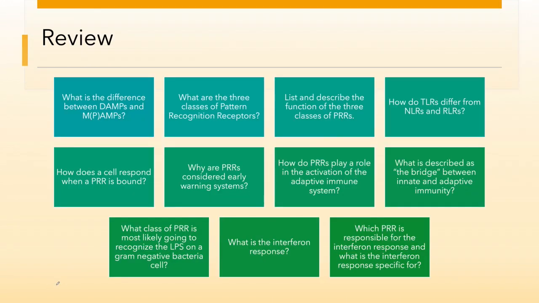So just for a quick review on pattern recognition receptors, you want to know the difference between the damage-associated molecular patterns and the pathogen-associated molecular patterns. I learned them as PAMPs. They have since changed it to MAMPs, microbe-associated molecular patterns. You want to know the three classes of receptors, where they are found, what types of cells they are in, the types of things that they recognize, and be able to compare and contrast TLRs, NLRs, and RLRs.